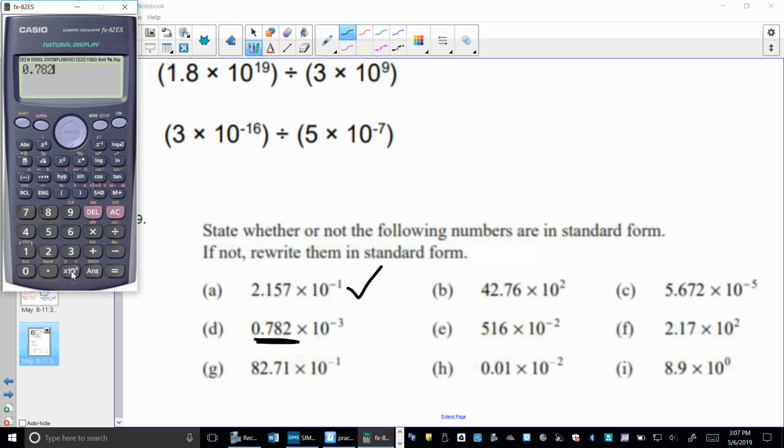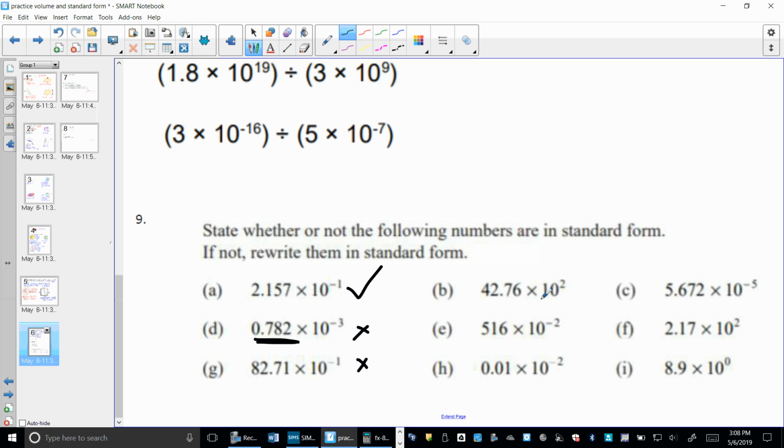0.782 to the power negative 3. Okay? Now, if you press equals and then do that, it changes it to standard form for you. So if you had forgotten how to do it, you can use that method. All right? So this one was not, no.